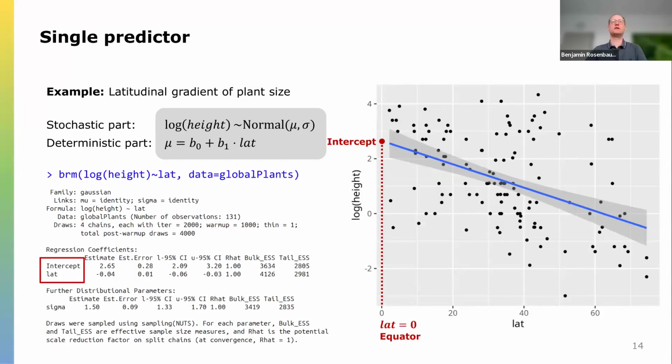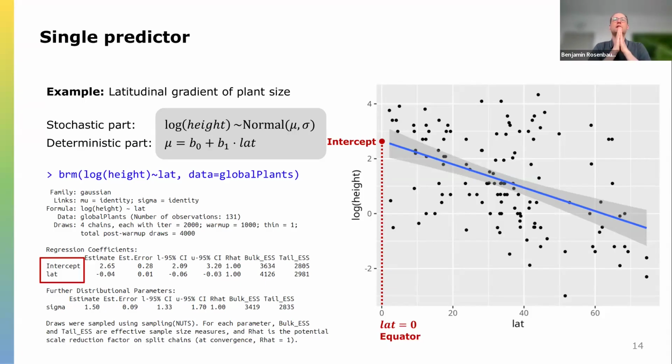With some parameters here. And these parameters have a very specific meaning. The intercept is the value where the predictor is 0. If the predictor is 0, this term cancels out, and the prediction is just the intercept. In this case, the intercept is actually meaningful because latitude goes from 0 to larger values. Here, the intercept is the prediction at the equator.